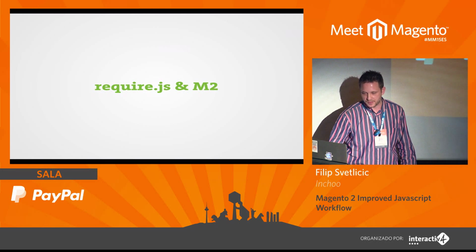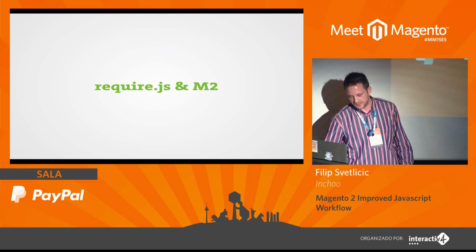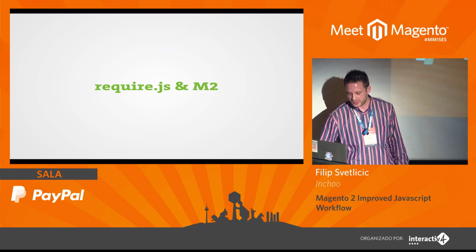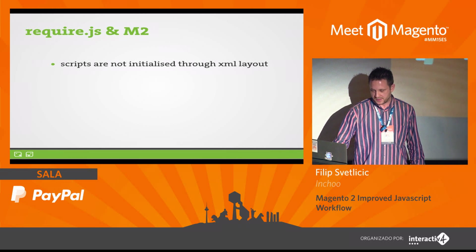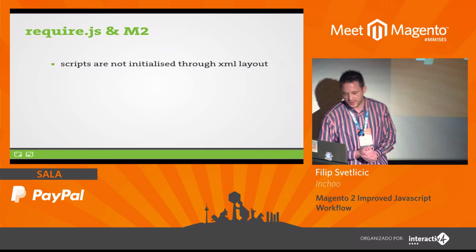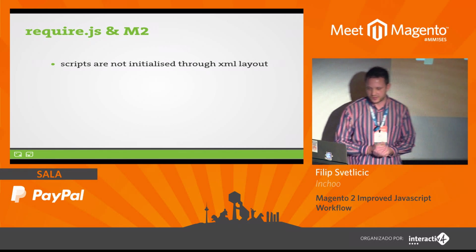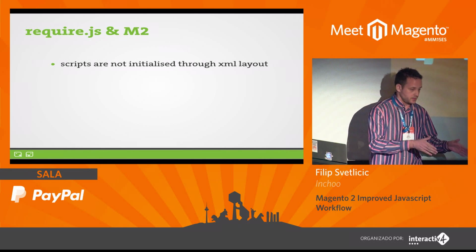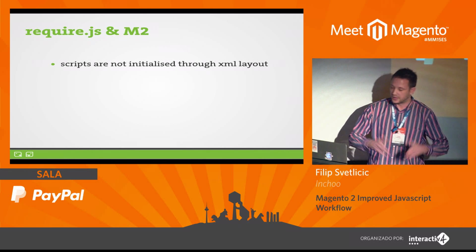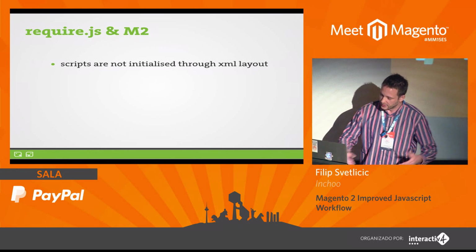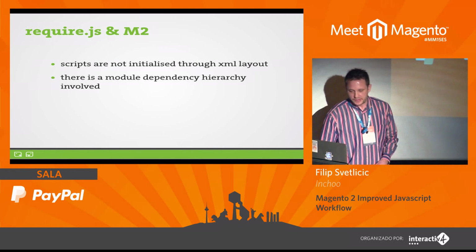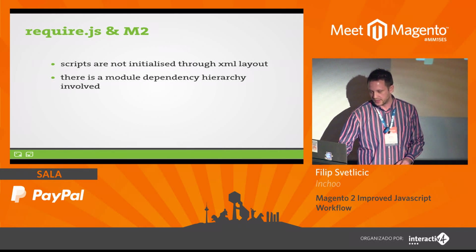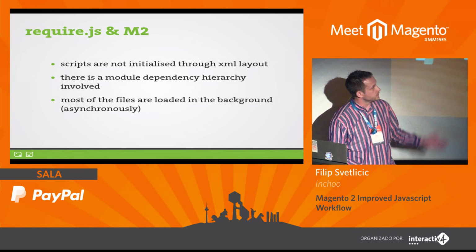Now, these are the basics, and now let's see how require.js is actually integrated and implemented in Magento 2. First, to get familiar with the concept, it's required to understand that the scripts are not initialized through the XML layout anymore. You can initialize them that way, but it's not preferred, it's not the real way to do it. Second, there is a module dependency hierarchy highly involved here, and most of the files are loaded asynchronously.